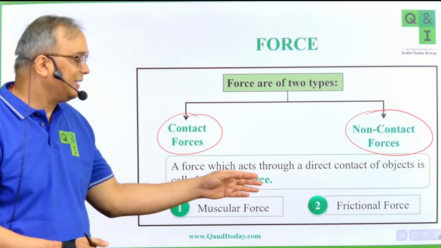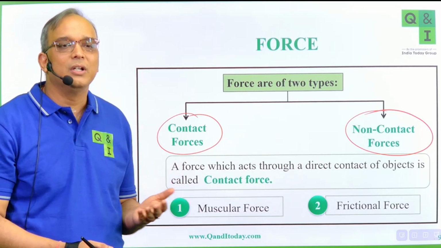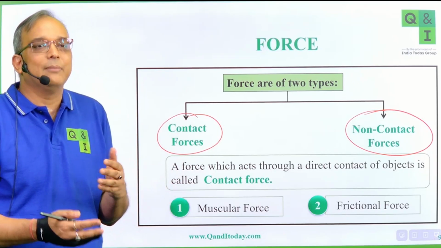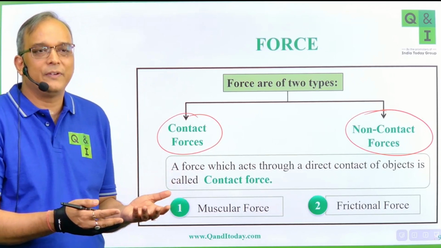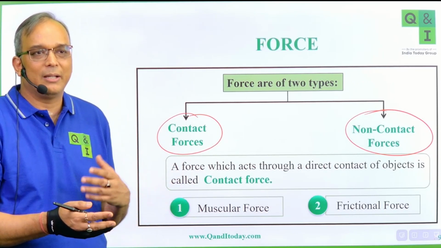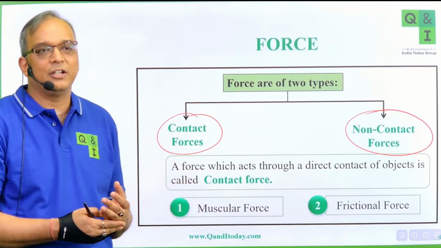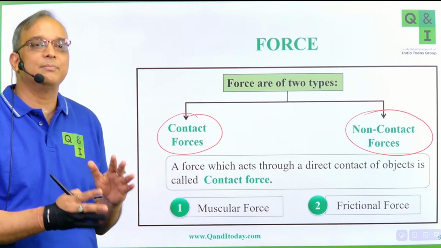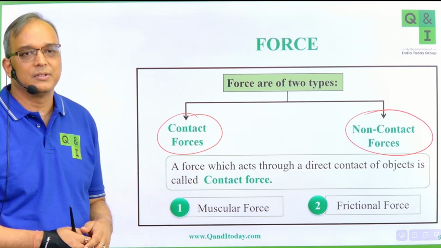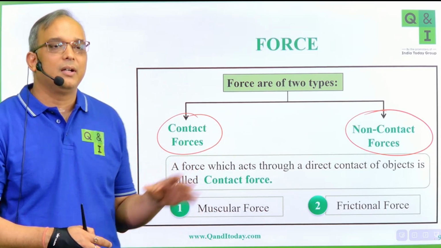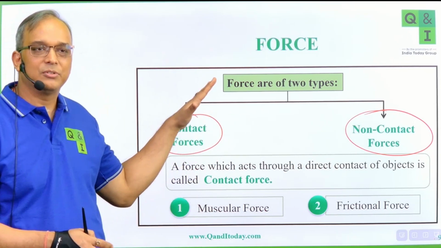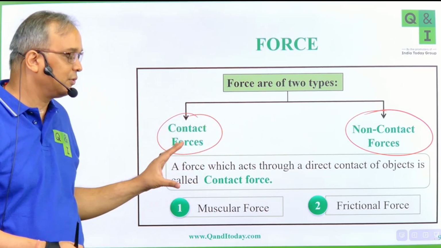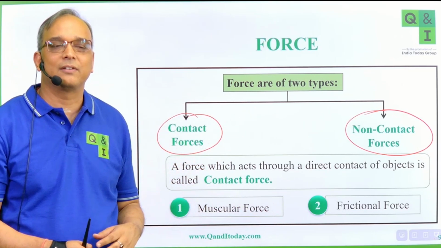And frictional force, we all know, is when a body which is moving comes to a stop all by itself, without us applying anything. We don't see what kind of force is being applied here, but the body comes to rest eventually, and that is because of the frictional force. So you have to write this down: two types of forces, contact force, non-contact force, the definition of contact force, and examples of contact forces.